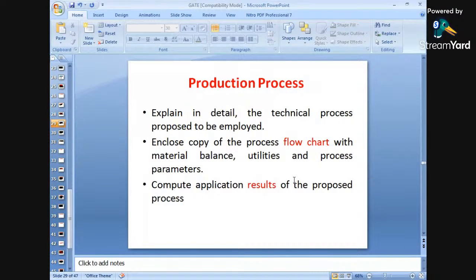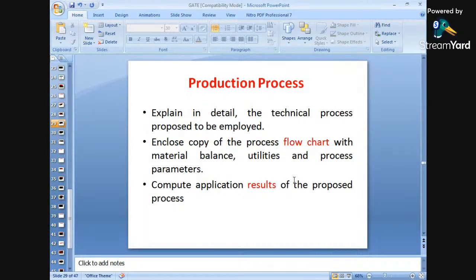Next is production process. Various flowcharts are to be prepared, a close copy that explains in detail the technical process which has to be carried out. The construction process starting from the first stage up to the last stage, the various processes and the flow chart are to be prepared. The various activities have to be carried out from the first stage up to the last stage of the construction of a project.